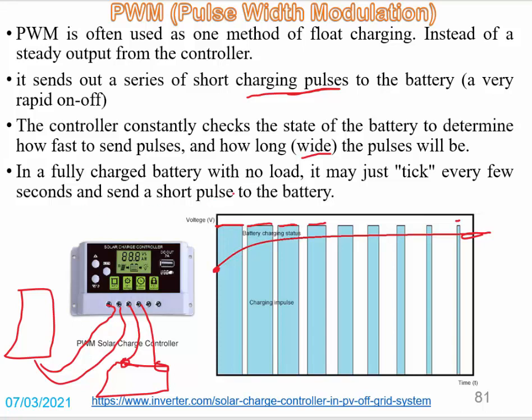In a fully charged battery with no load, it may just tick every few seconds and then send a short pulse to the battery. So you can see here at this part, the battery is fully charged and there is no load on the battery. So the system, in a fully charged battery with no load, may just tick every few seconds: off for 1 second, for example, then tick on for just a few seconds and send a short pulse to the battery.